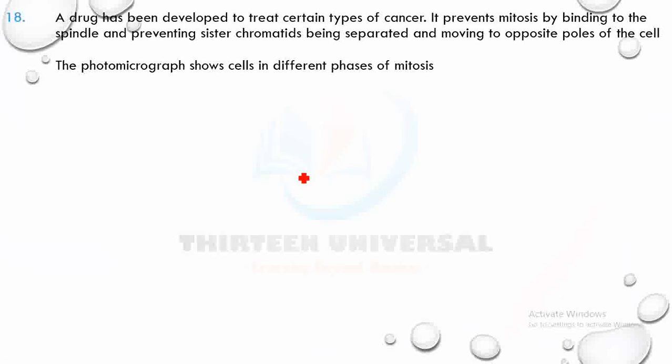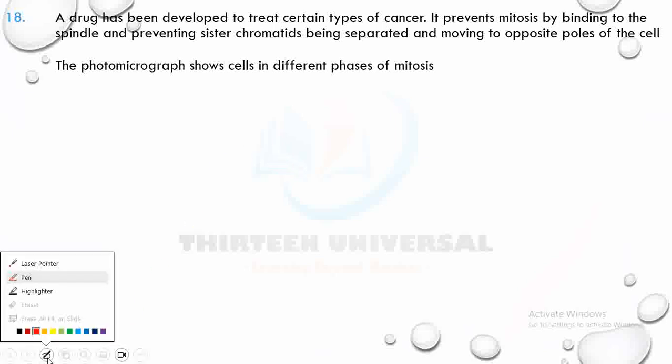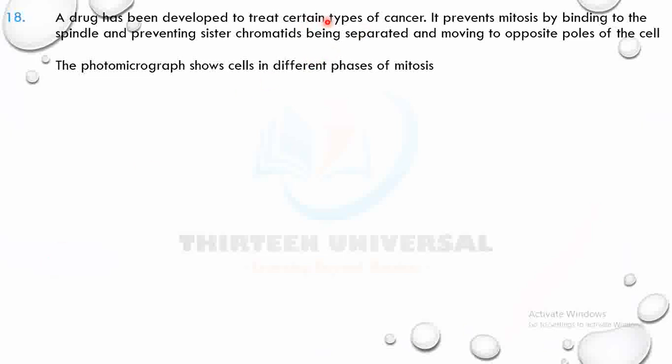Okay, let's run. A drug has been developed to treat certain types of cancer. It prevents mitosis by binding to the spindle, and prevents sister chromatids being separated. So at what stage of mitosis do sister chromatids separate? That's when they move to opposite poles of the cell. So that should be in your mind.